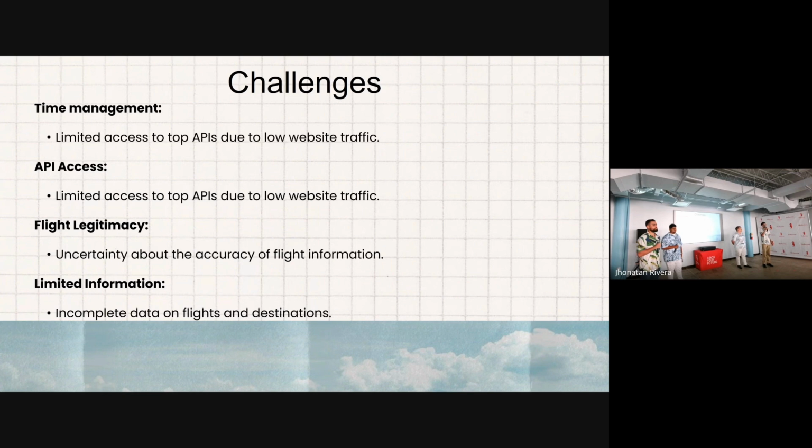Another challenge that we had was looking for a good API, because the top aviation APIs denied us access because we don't have enough traffic on our website. So we had to look for a less reliable API that gave us a lot of issues with flight legitimacy, because we saw that many of the flights returned by these APIs were not accurate. Some of them were not even real. Additionally, the data from the APIs was limited, so we had to combine data from multiple resources so we can have the complete data of every flight.